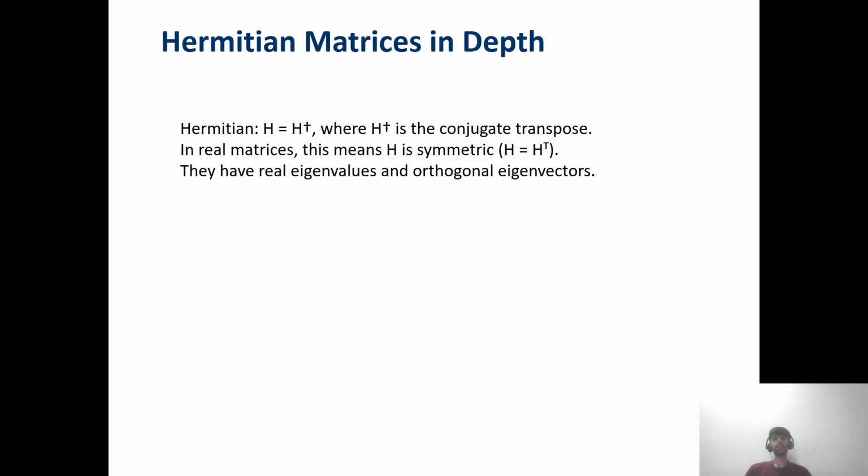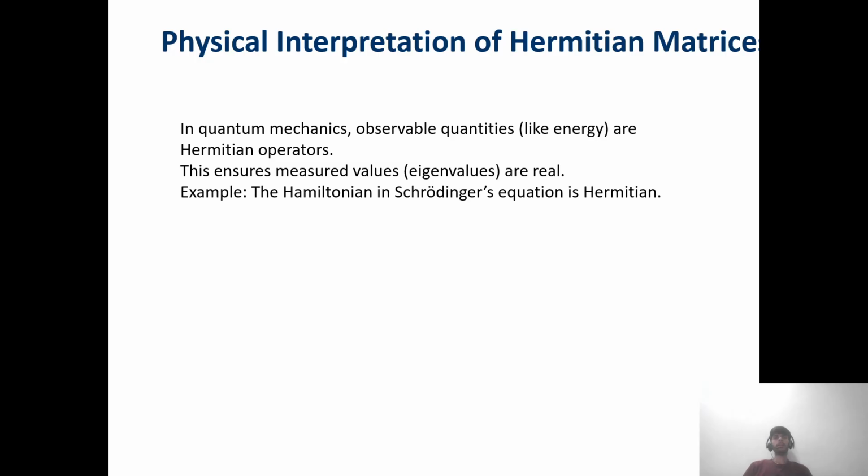This is incredibly useful when working with systems that must produce real-world measurable quantities. In physics, particularly in quantum physics, Hermitian matrices represent measurable quantities like energy, momentum, and position. These are called observables. Since measurement results are real numbers, Hermitian matrices are perfect for modeling them.